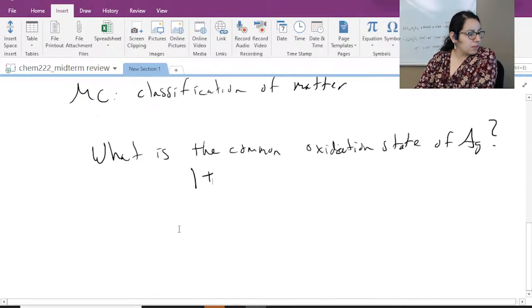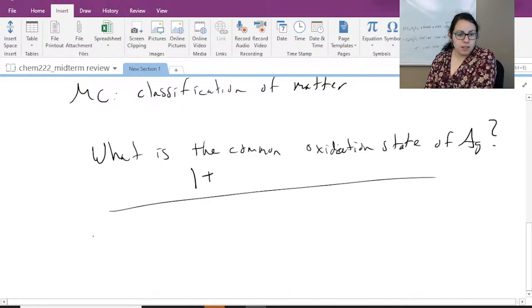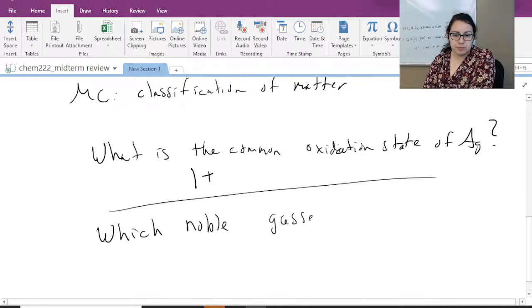And so we'll give away one of these multiple choice questions. Let's just answer this. Which noble gases make compounds with fluorine?